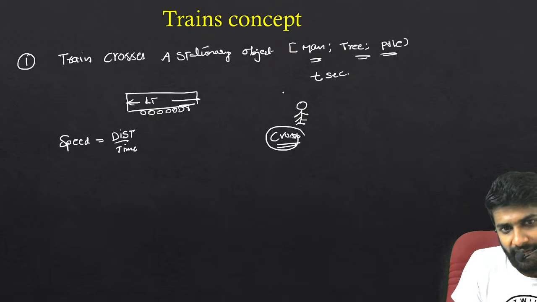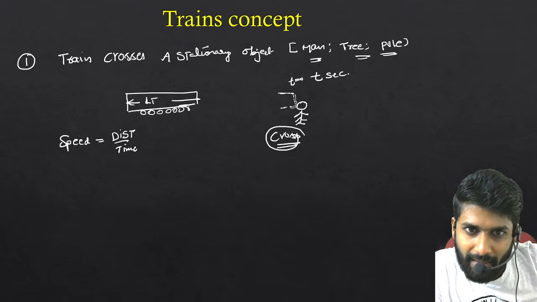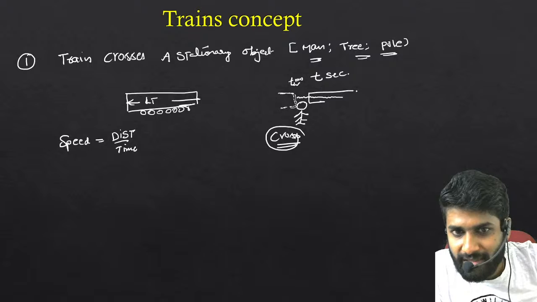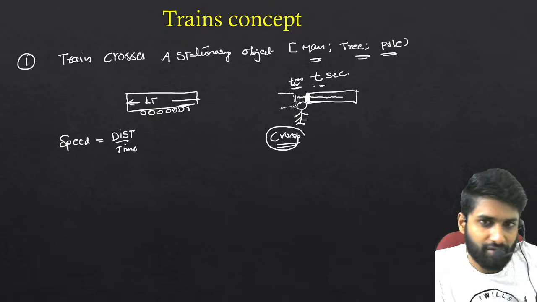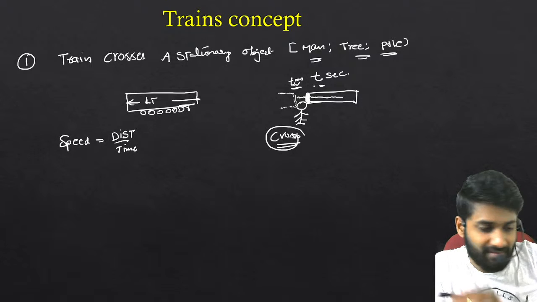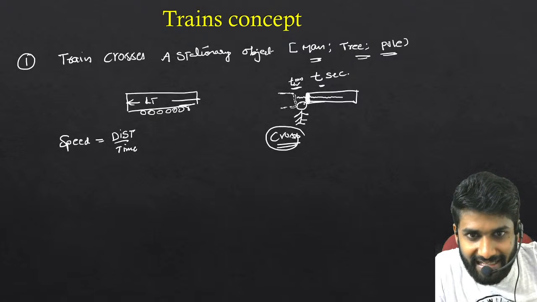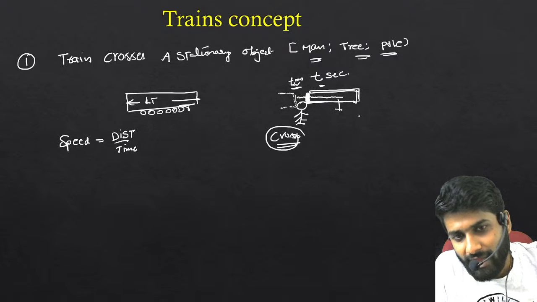Crosses means, for example, the initial position of the train is here, so t is 0. Now the train starts moving. If it crosses, the train's end position is defined at this particular part. This is the train end position. Now 0 becomes t seconds. Now see, for the entire time, the distance covered by the train is exactly equal to the length of the train.